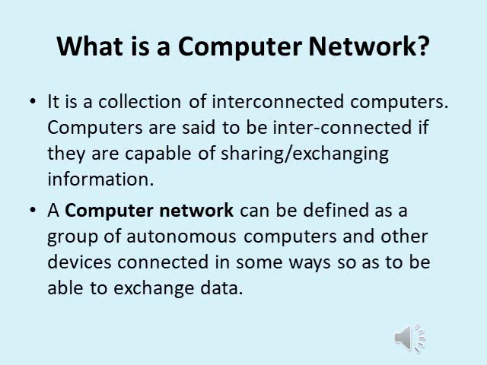You know, we work with computers which are normally standalone systems. They are independent computers or machines. Whereas a computer network can be defined as a group of autonomous computers or group of independent computers and other devices that are connected in some ways so as to be able to exchange data.